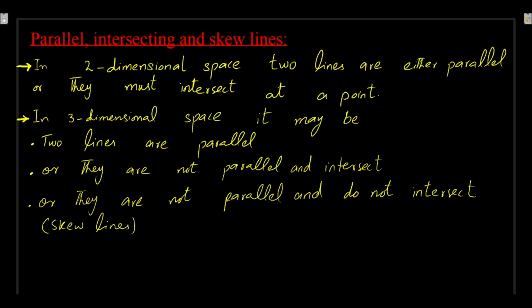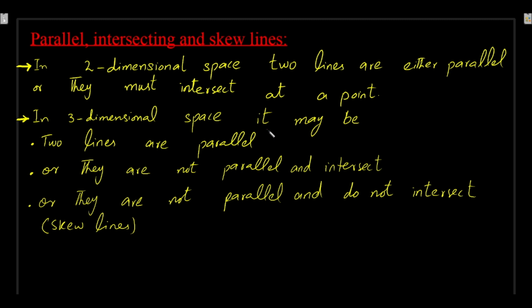In this video, we will discuss how to check whether two lines are parallel, intersecting, or skew lines. In two-dimensional space, we know that either two lines are parallel or they intersect. That is, two non-parallel lines must intersect at a point in two-dimensional space.